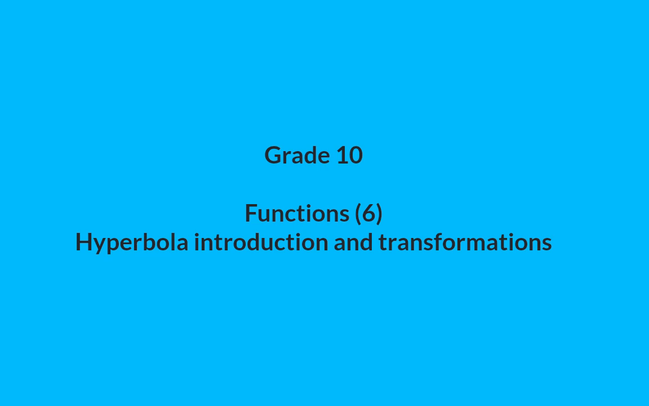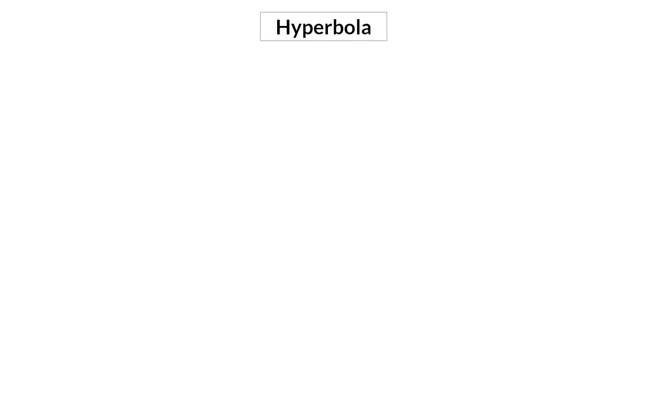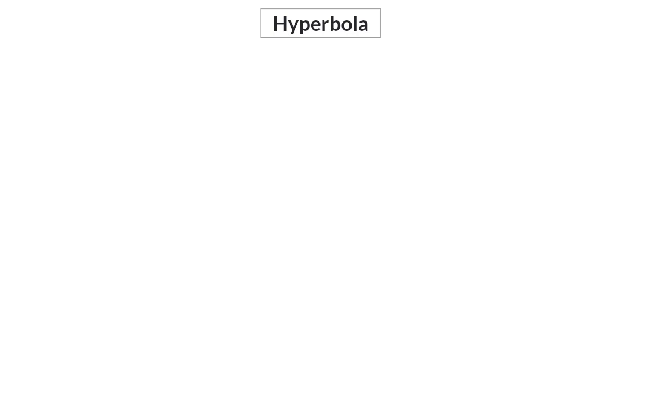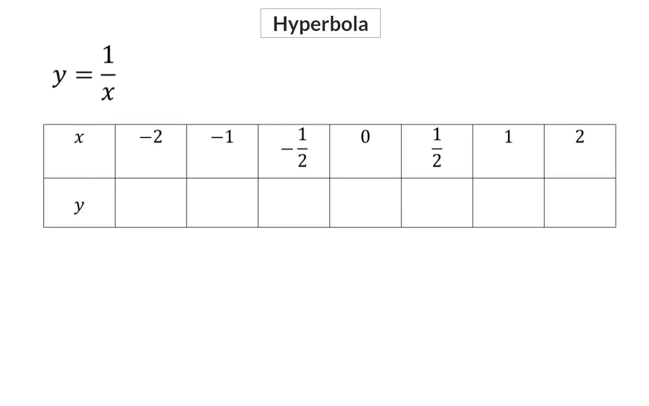In this video, we're going to have a look at the form of the hyperbola and all the transformations it can undergo. The standard equation for a hyperbola is y = a divided by (x + p) + q. In grade 10, we only focus on the transformations of a and q. To determine the form of the hyperbola, we are going to start off with the mother graph of y is equal to 1 over x and complete a table to get enough coordinates to plot to see the pattern.